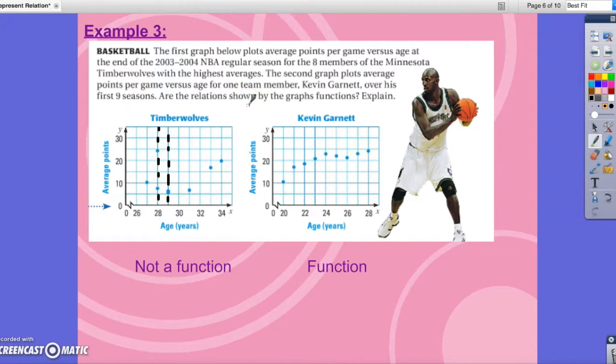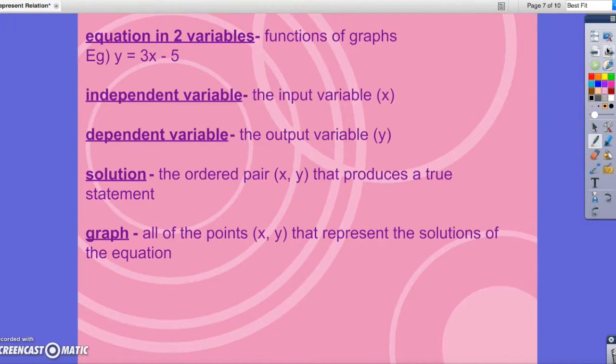But that makes sense because if we're doing age versus points, if you have a team of 8 members, chances are at some point they're going to be around the same age, and as time goes on, ages are going to overlap. So it makes sense the input, or age, can repeat. Here for Kevin Garnett, it's a function, because think about it. It's only one person we're measuring. So we're measuring his age versus points. So he can't be 28 twice or 26 twice or whatnot. So that's why this one's a function, and the one with the group of 8 of them is not a function. Once again, using the vertical line test.